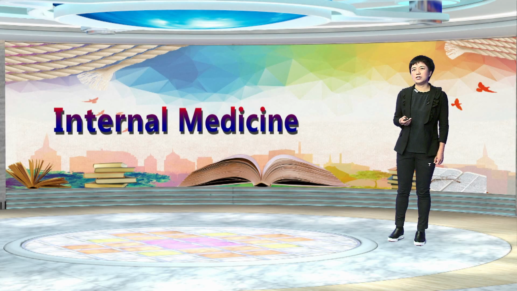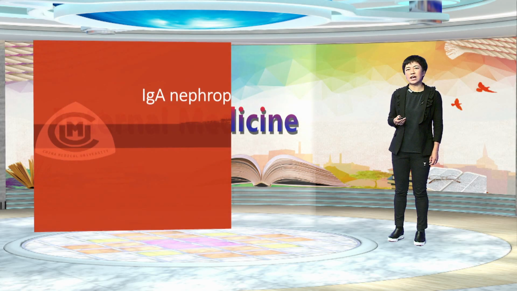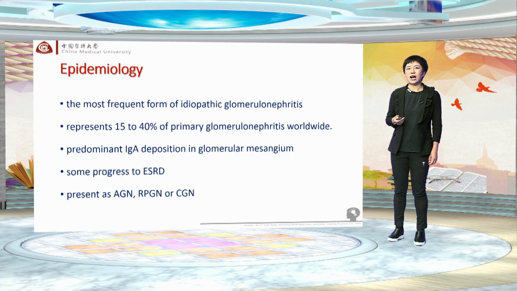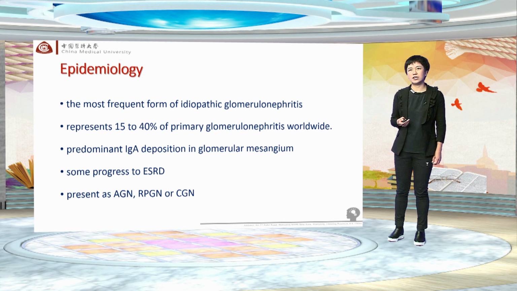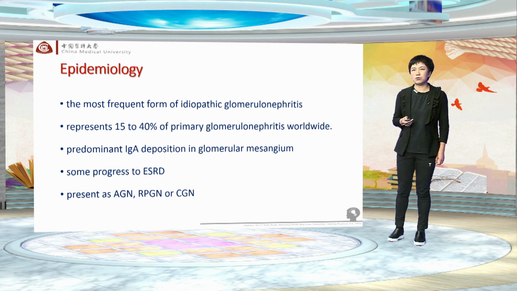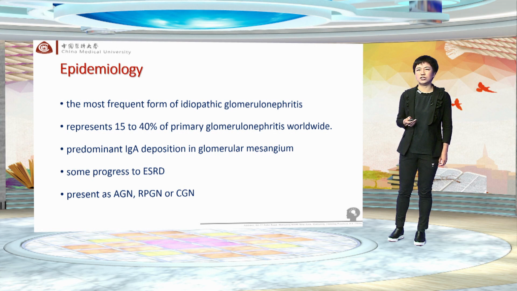Hello everyone. In this part, let's study something about IgA nephropathy, IgAN for short. IgA nephropathy, the most frequent form of idiopathic glomerulonephritis, represents 15 to 40% of primary glomerulonephritis worldwide. The hallmark of IgA nephropathy is the predominant deposition of galactose-deficient IgA1 containing immune complexes in the glomerular mesangium.